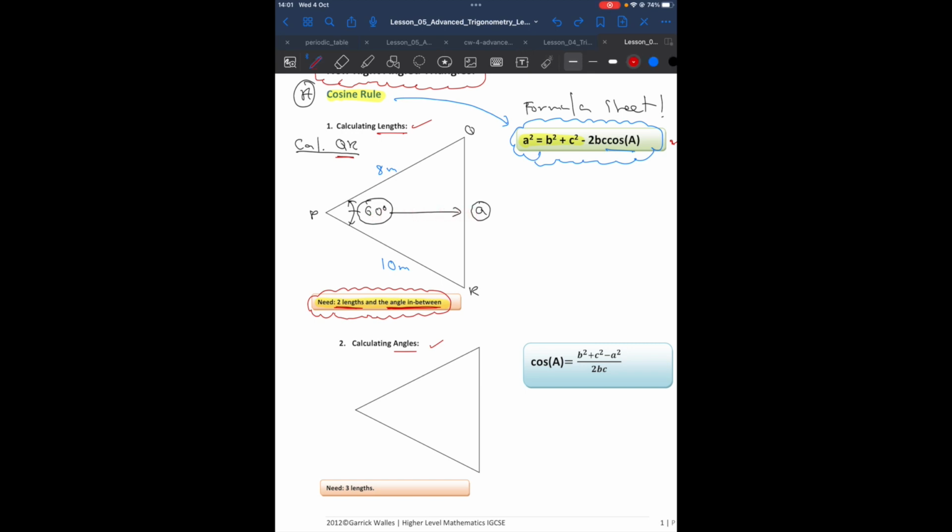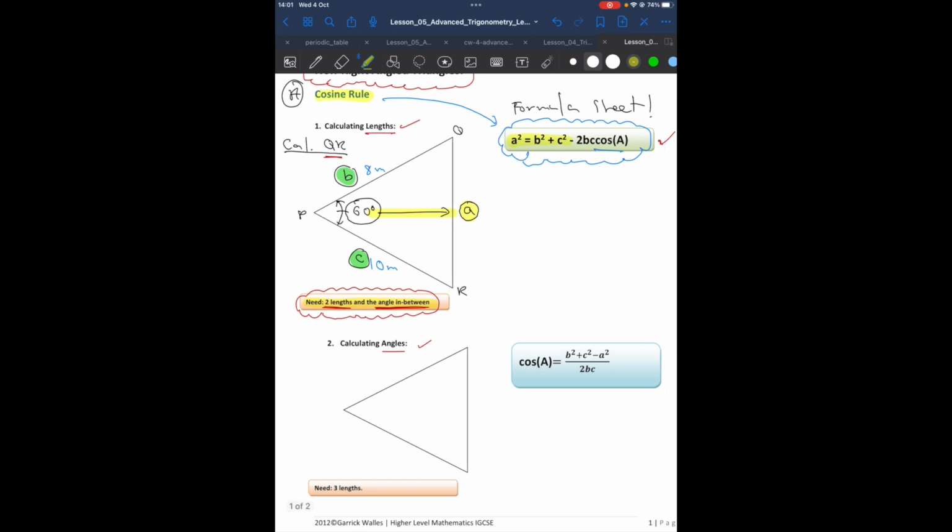The other two sides of your triangle, you're going to call one of them b, and you're going to call the other one c. Now, it doesn't matter which length you call b and which length you call c. So you can interchange the c and the b. You have to get the position of a correct though. So a is always the length which is directly opposite the angle.